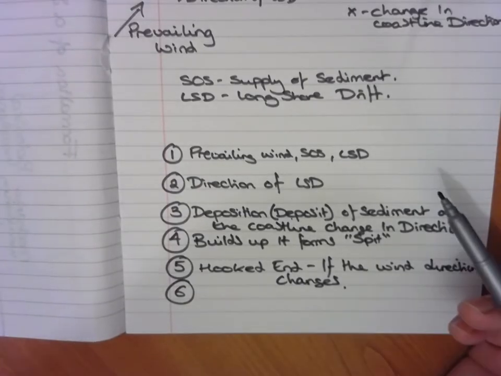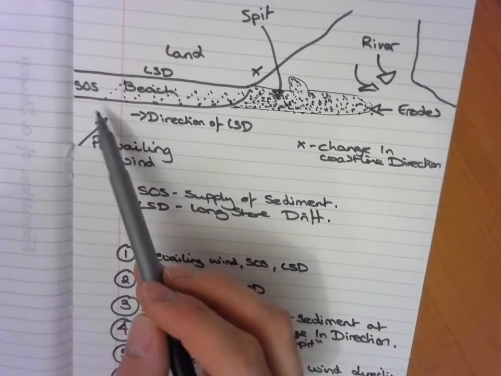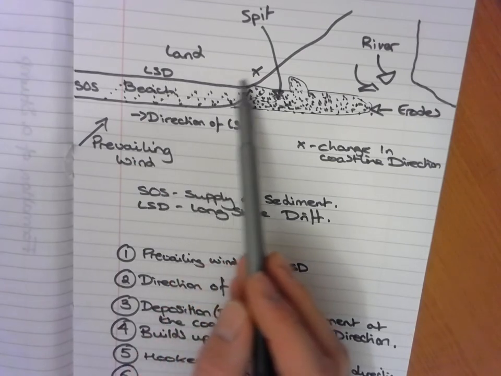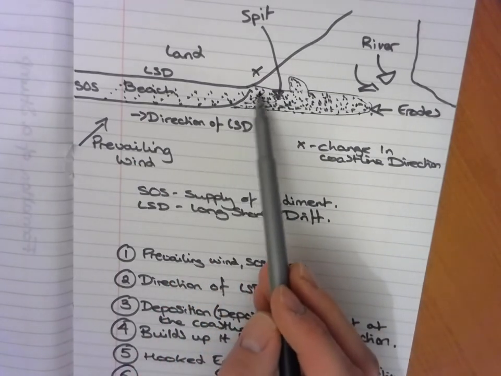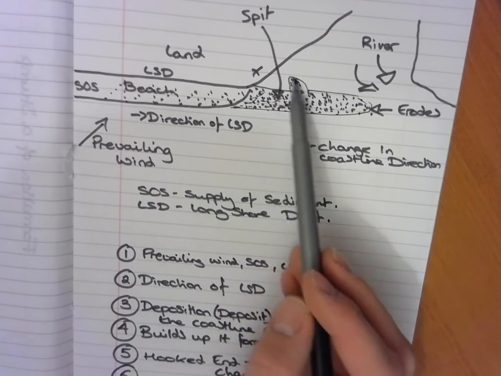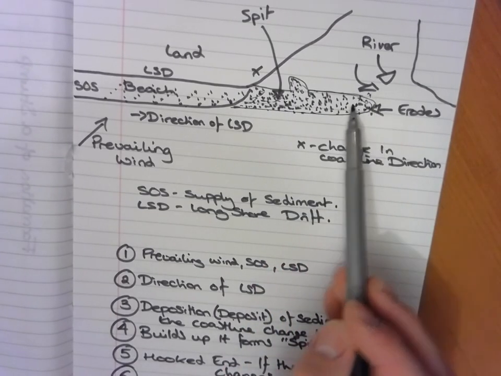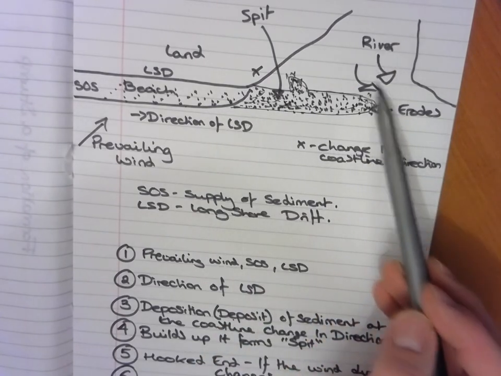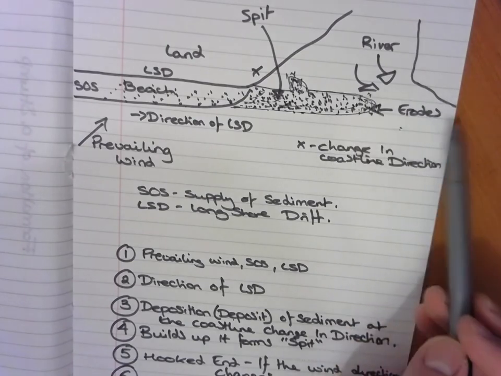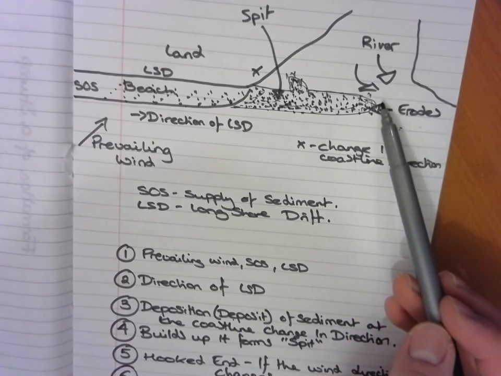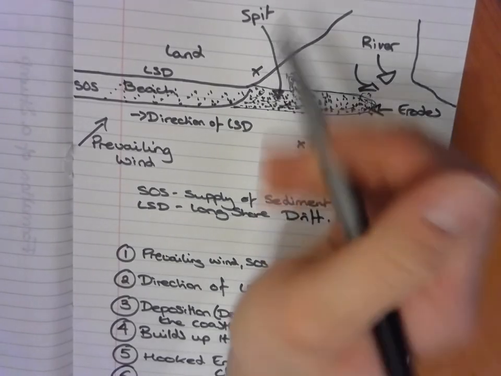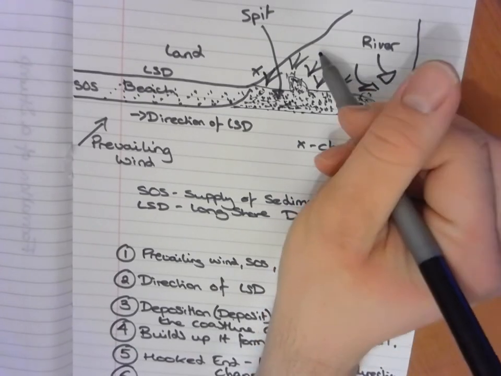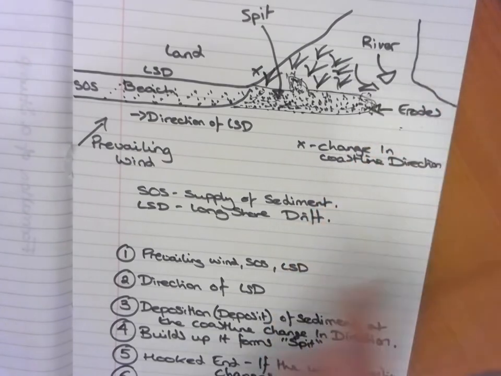Okay, so to go through one very final time: prevailing wind, supply of sediment, the sediment moves along the beach until there's a change in coastline direction where the sediment is deposited, and it builds up and builds up and builds up, and then eventually it forms a spit. Okay, it is eroded at the end either here by a river, or if it's further out to sea and it's choppier, there's more erosion, stronger winds, more powerful waves, and behind it occasionally you will get salt marsh creation and different plant species. Okay.